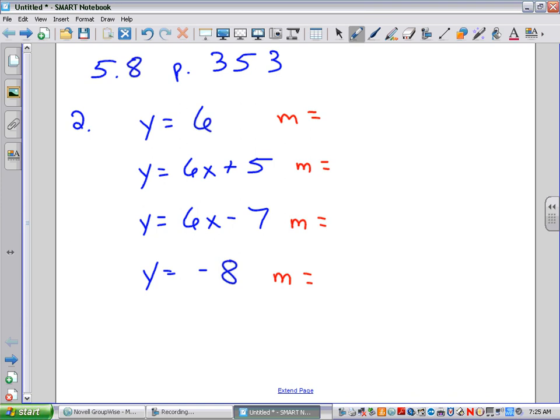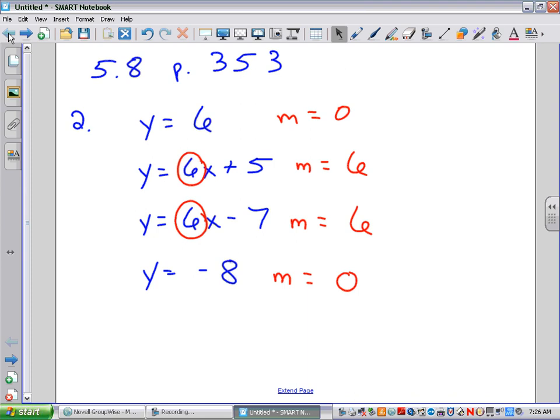Well, the first one, y equals 6. That would mean a horizontal line, so my slope there is 0. The second one, that's in y equals mx plus b form, so I'll circle the slope. So my slope there is 6. The third one, y equals 6x minus 7, it's the same thing. My slope there is 6 also. And the next one, y equals negative 8. That's a horizontal line, so my slope is 0.